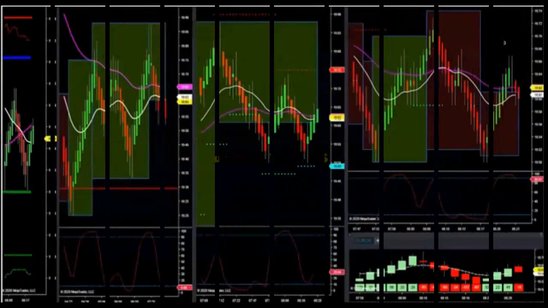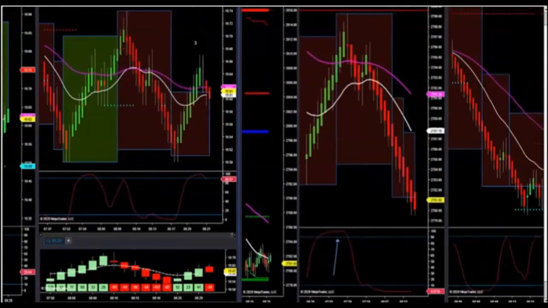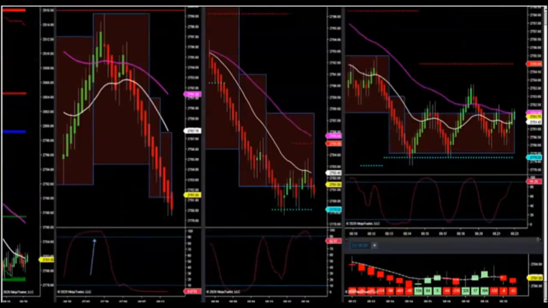Everybody roll over to the S&P 500. We're going to go over the transitioning of these setups. All right, let's take a look at the S&P action this morning.